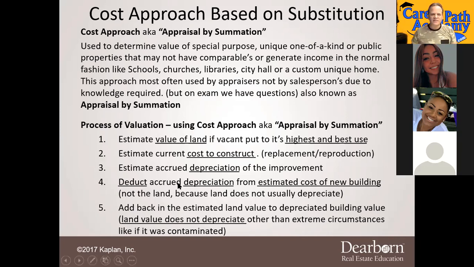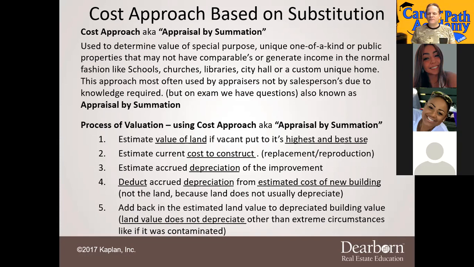Well, let's look at the process of the valuation using the cost approach. You could see why they refer to it as the appraisal by summation. We got to sum it up. We got to do some math. Okay. So once again, we as real estate agents will never do this in real life. We don't get the knowledge to. But on exams, you'll get a state exam question that has a math problem on this. And don't worry, I'll show you how to do it.